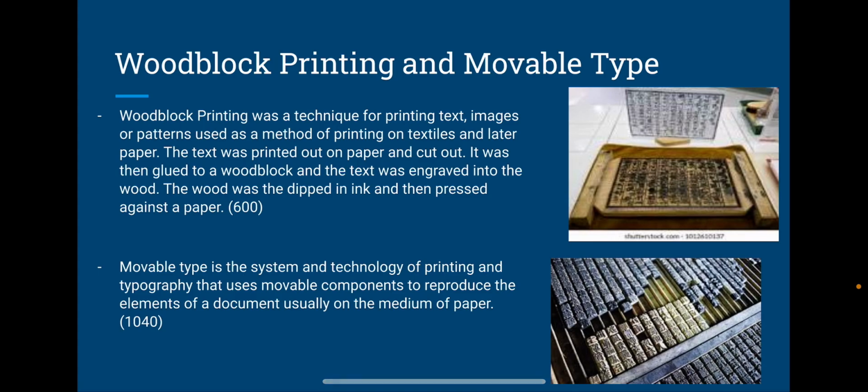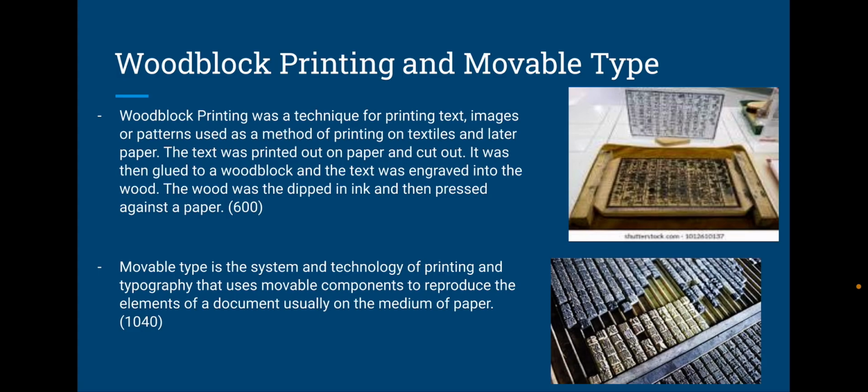Moving along, we have woodblock printing and movable type. Woodblock printing, which is the top image, is a technique for printing text, images, or patterns used as a method of printing on textiles and later paper. The text was printed out on paper and cut out. It was then glued to a woodblock and the text was engraved into the wood. The wood was then dipped in ink and pressed against a paper. Woodblock printing was established in 600 AD.